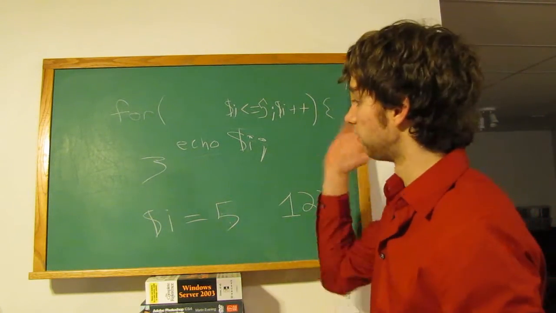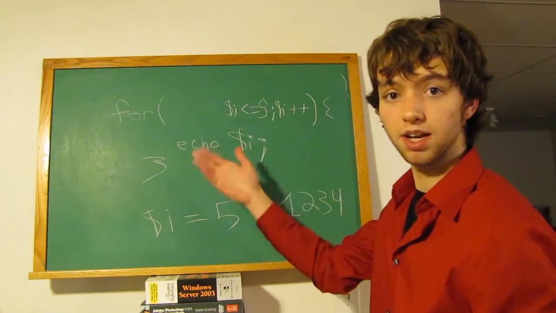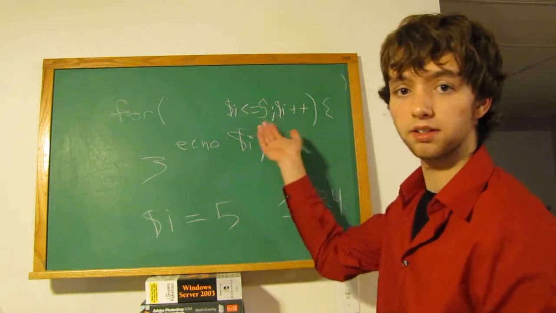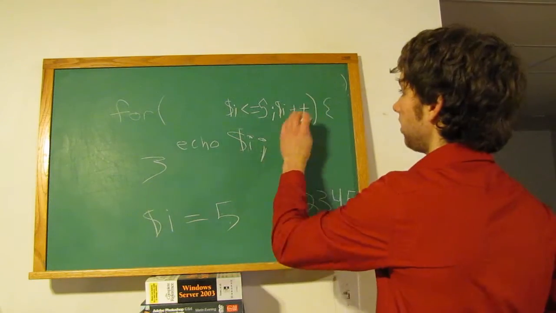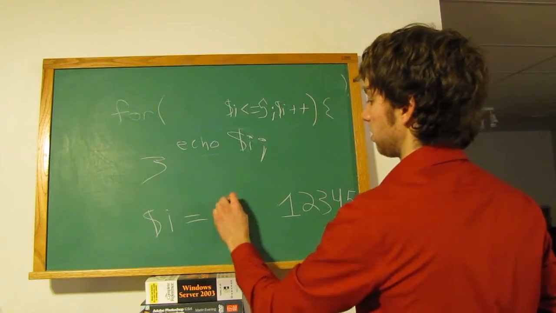Now, is the value of I less than or equal to 5? Yes, it's equal to 5. So that still runs as true. It's going to echo I, write a 5, and then it's going to increment I to 6.